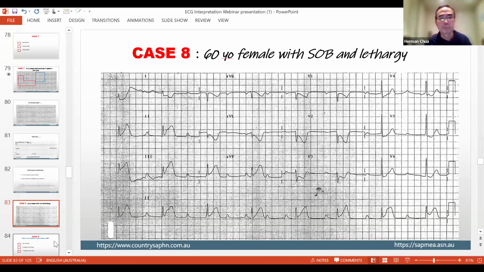All right. Case number 8, a 60-year-old with shortness of breath and lethargy. Let's have the poll. What is this? We know that there's an inferior there, I'm going to give that to you. In fact, there's an infero-posterior infarct there. So is this sinus? Is this complete heart block? Is this second-degree heart block? What is it? This is not a dysrhythmia session, but I want to talk about this, especially in the context of an inferior.